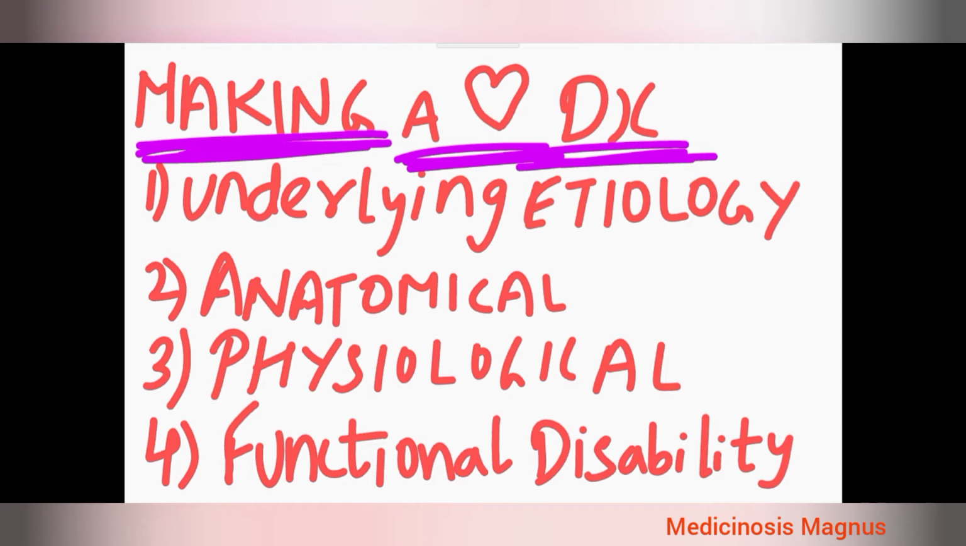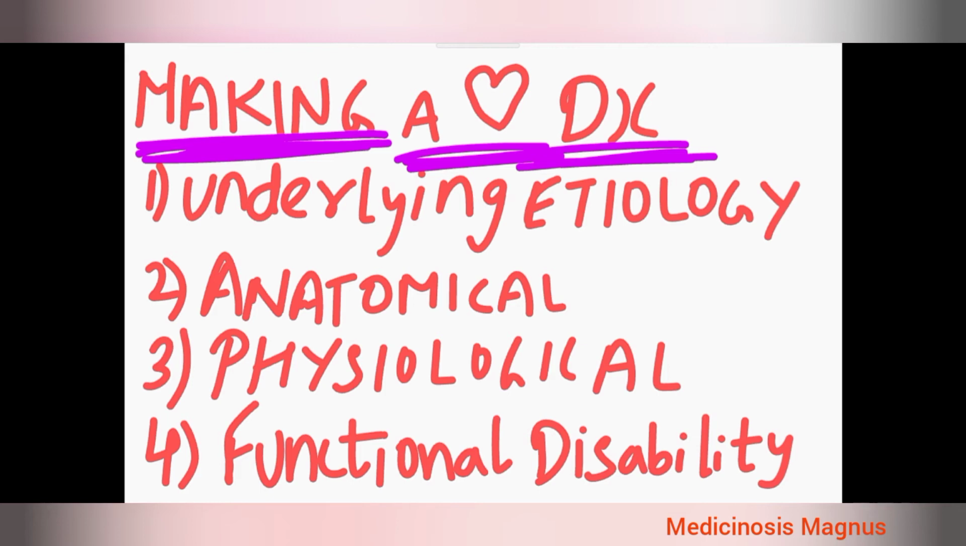Then you have to check for the physiological problems, like if there is any arrhythmia present, like atrial fibrillation, ventricular fibrillation, or if there is any congestive heart failure or myocardial ischemia. Then finally you will ask about the functional disability. It is nothing but checking how strenuous the physical activity is that is required to produce a symptom.